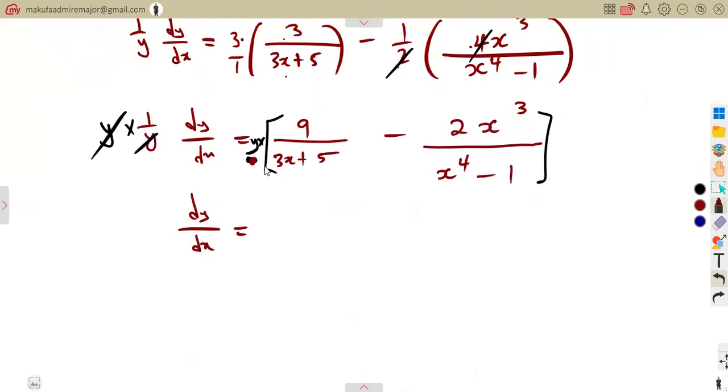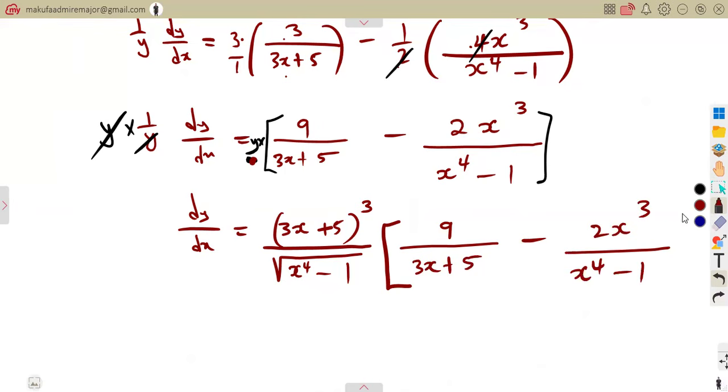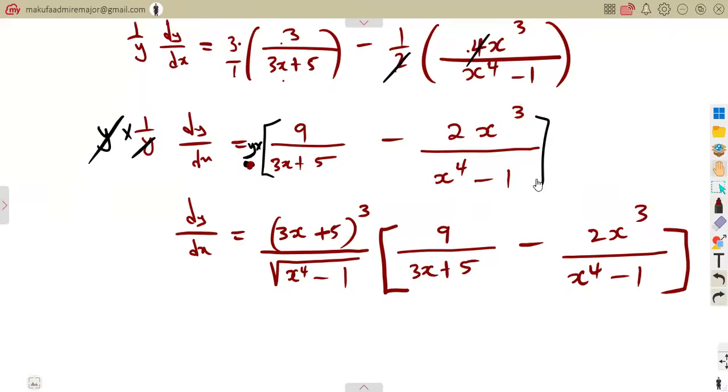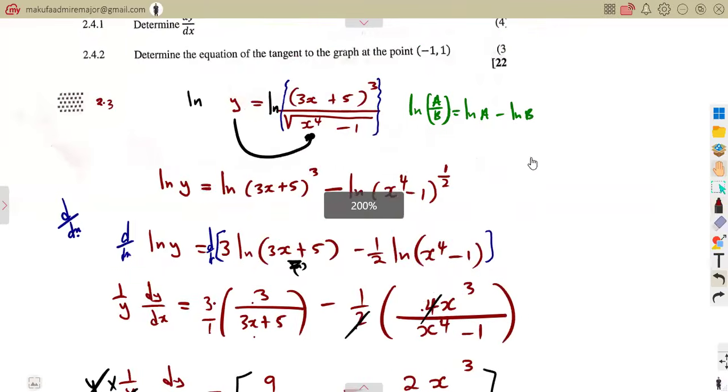So in place of this y, we are going to substitute what we were given. That was (3x + 5) to the exponent of 3 over the square root of x to the power 4 minus 1. That is the y that you're given, and this whole part remains as it is. So that is 9 over 3x + 5 minus 2x cubed over x^4 - 1. You can simplify it that way. There are so many ways that you can try, but considering the derivative there, these are the steps that you're supposed to follow.